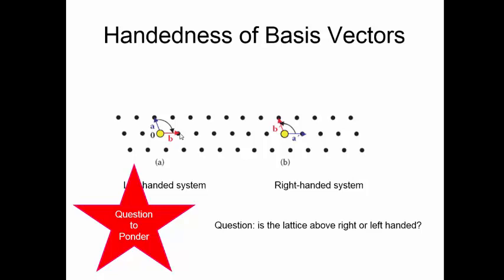So let's have our question to ponder. The question is, is the lattice above right or left-handed? Now what do you think? Well, the answer is that it's neither. Handedness is a property of basis vectors, not lattices.